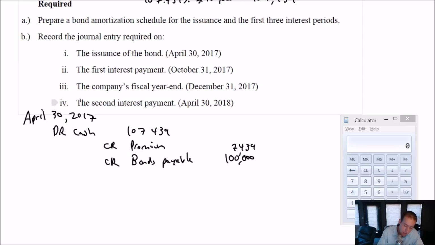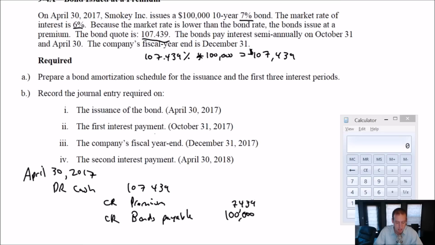This premium, what it amounts to is a reduction of our interest. It's almost like interest revenue, right? I'm paying them every 6 months. I'm paying them an interest cost. But at the end of the bond, they're paying me 107 now, and I only have to pay back 100. That extra 7 grand is almost like interest in my pocket. So it reduces my interest expense over the life of a bond, as we're going to see. But to see that, we're going to have to prepare a bond amortization table.